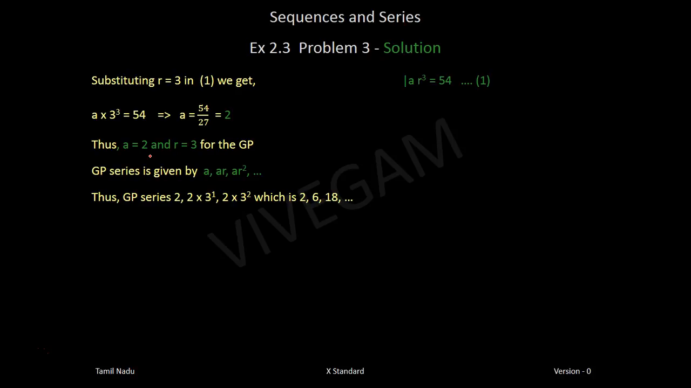So these are the values for the GP. So what is the GP? A, AR and AR square. So A is 2, AR is multiply A with R, that is 2 into 3 to the power of 1, and multiply A with R to the power of 2, that is 2 into 3 square. So this becomes 2, 2 3s are 6, then 2 into 3 square is 9, that is 18. So the GP is 2, 6 and 18, with A equal to 2 and R equal to 3.